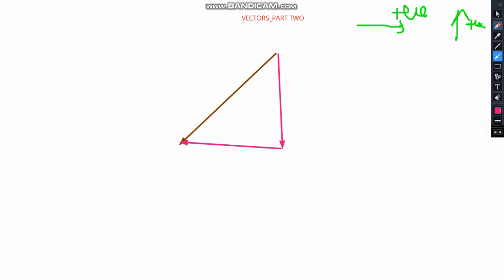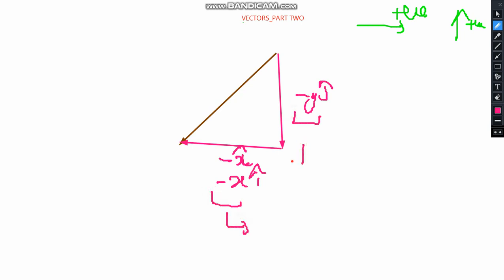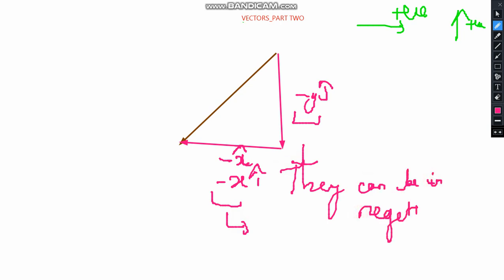So here we can see that the y component and x component of vectors could also be in the negative direction. This is i cap. So some minus x i cap and some minus y j cap. Very important to understand because the x component and the y component can be negative. Very, very important. They can be negative. That's all, guys. This is very important to understand.